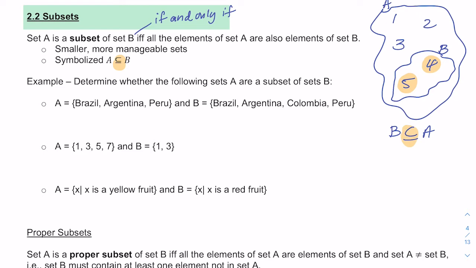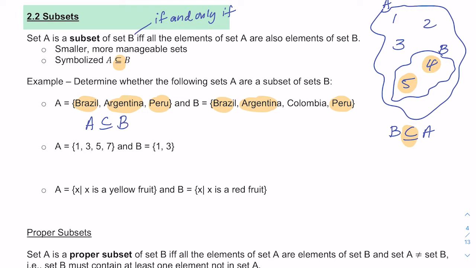In the following three examples, we're going to determine whether the following sets A are a subset of B. What I need to do is look at set A and compare it to set B. As long as set B has all the elements that A has, then A is a subset. Set A has Brazil, Argentina, and Peru, and set B has the same countries, just an extra one. But that's okay because A is the subset, so it's going to be smaller. So in this case, A is a subset of B.